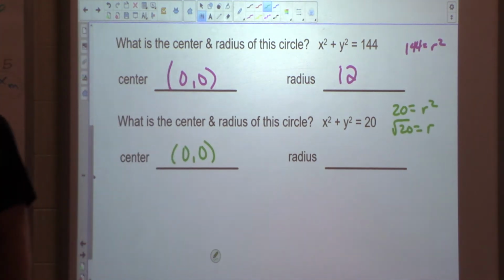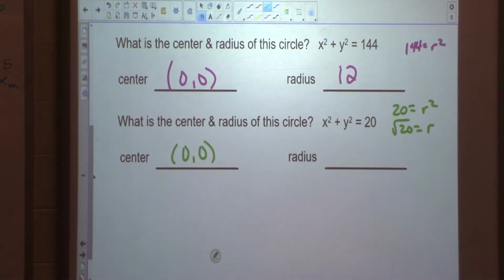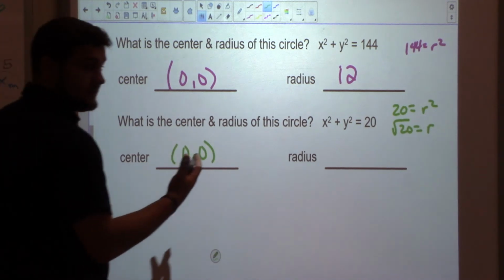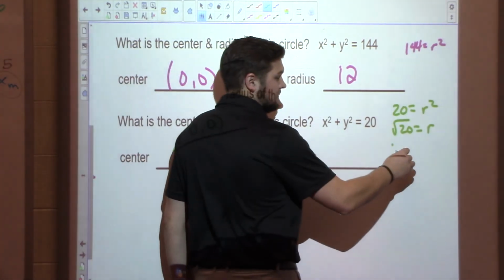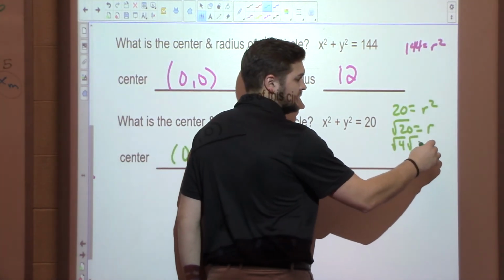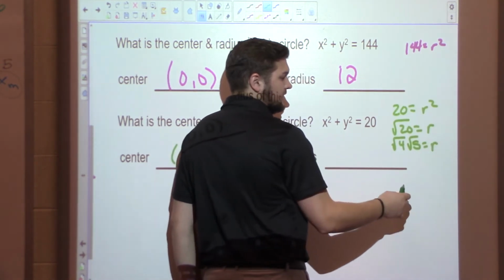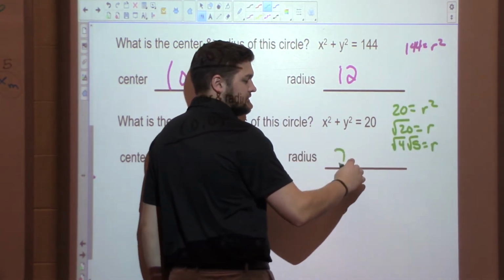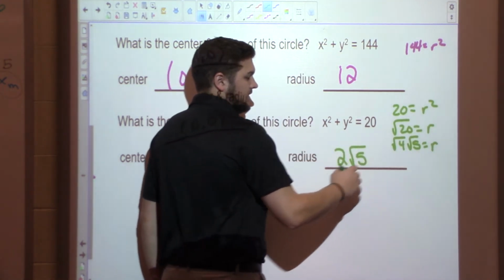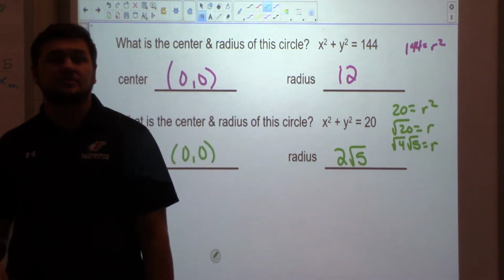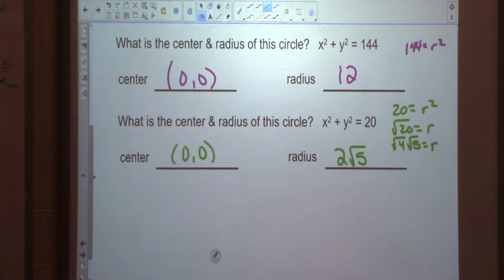Now 20 is not a perfect square, but I can take a perfect square out of it. Right? Is there a perfect square that goes into 20? 4 does. 4 times what gives me 20? 5. Good. Well, square root of 4 is 2, and square root of 5 is not a nice number, so it's 2 root 5.